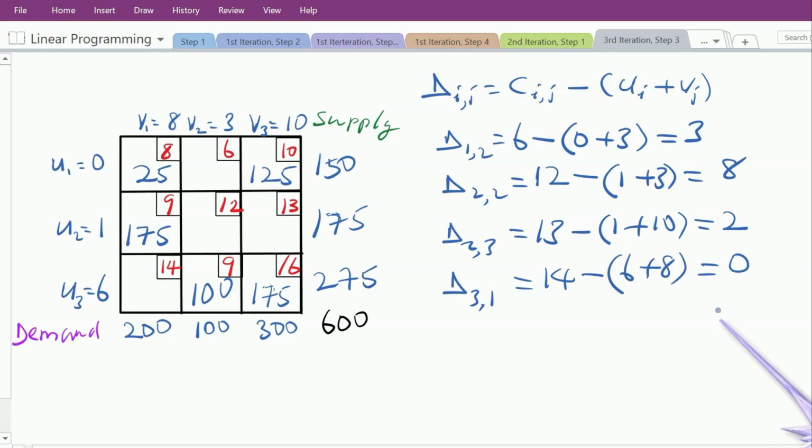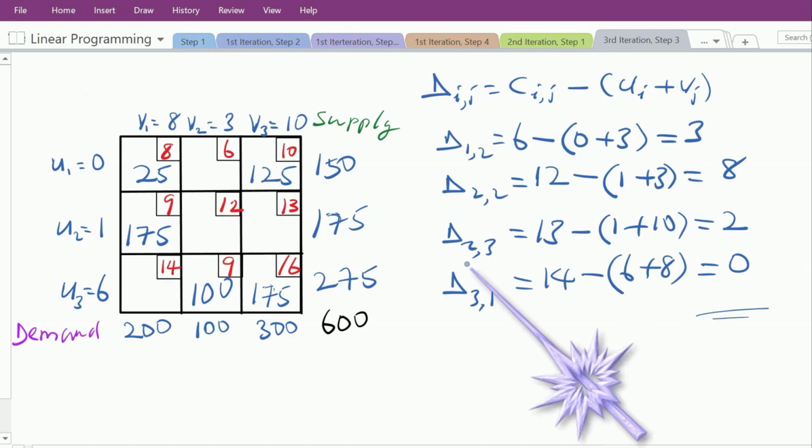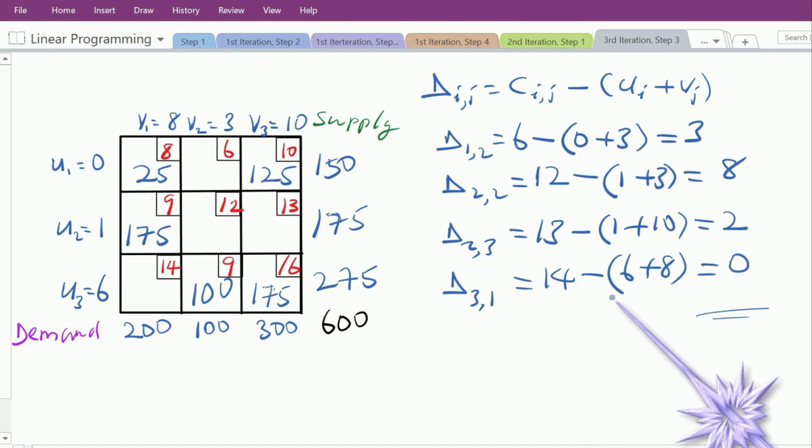Therefore, you can see that the solution is optimal, but there's an alternative optimal solution as well, since we have 0 among the options. And with this, we can calculate the transportation cost. We don't need to iterate again. This is the optimal solution. So calculate the transportation cost for this arrangement.